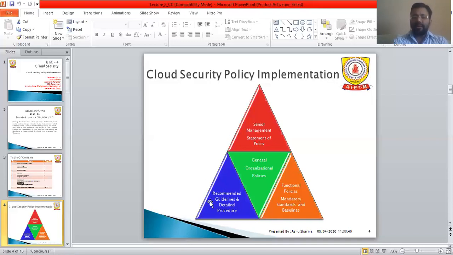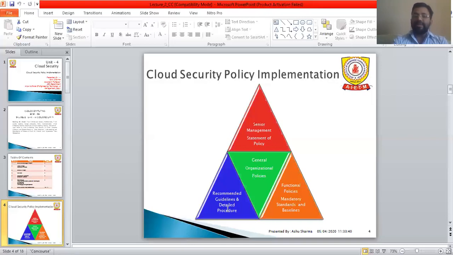Now next is the recommended guidelines and detailed procedure. A guideline is something which is a practical implementation, and it is decided by senior experts, a team of expert persons. These are the practical instructions that everyone has to follow. So a guideline is basically a draft which defines, for the employees of the company, the instructions to follow in order to implement security policies.